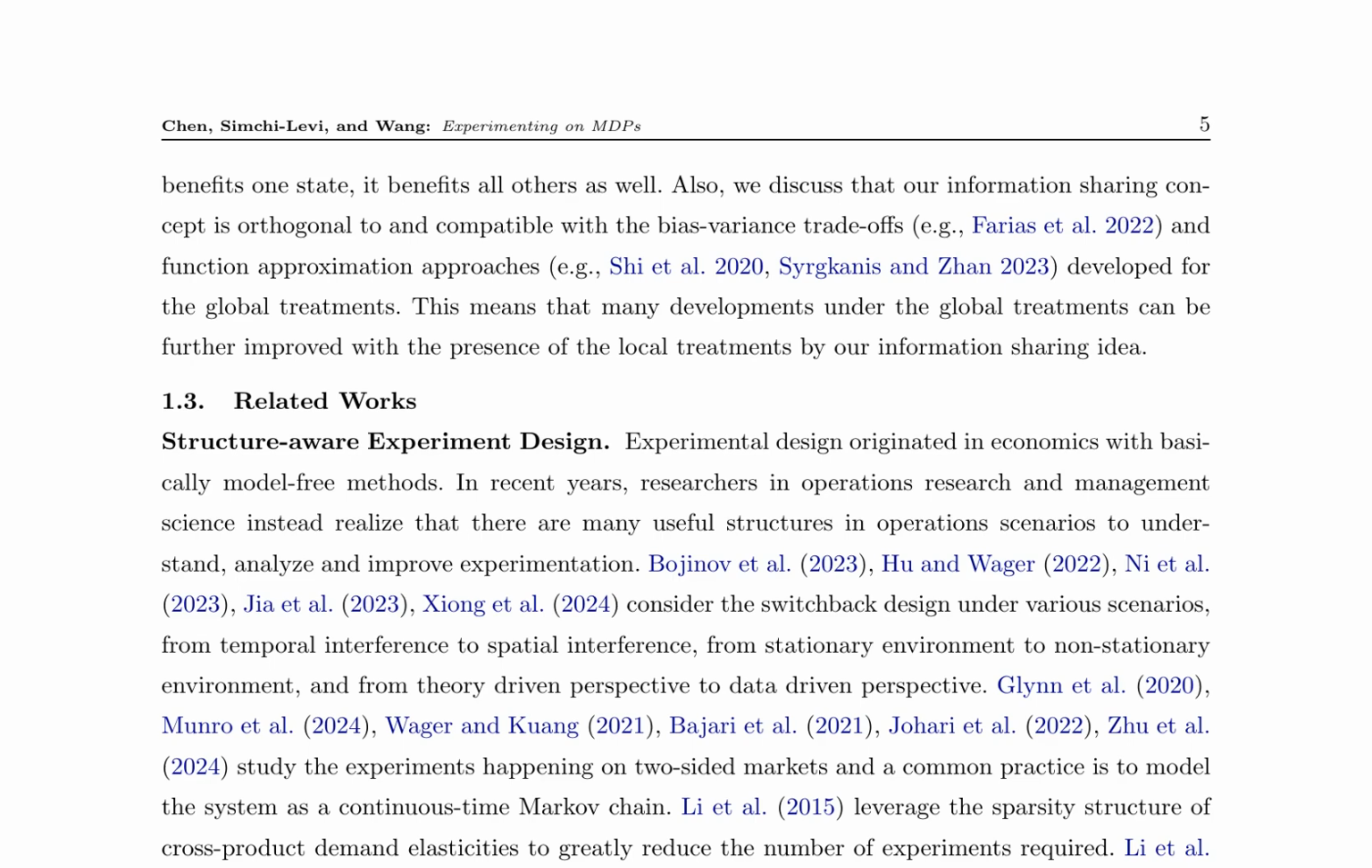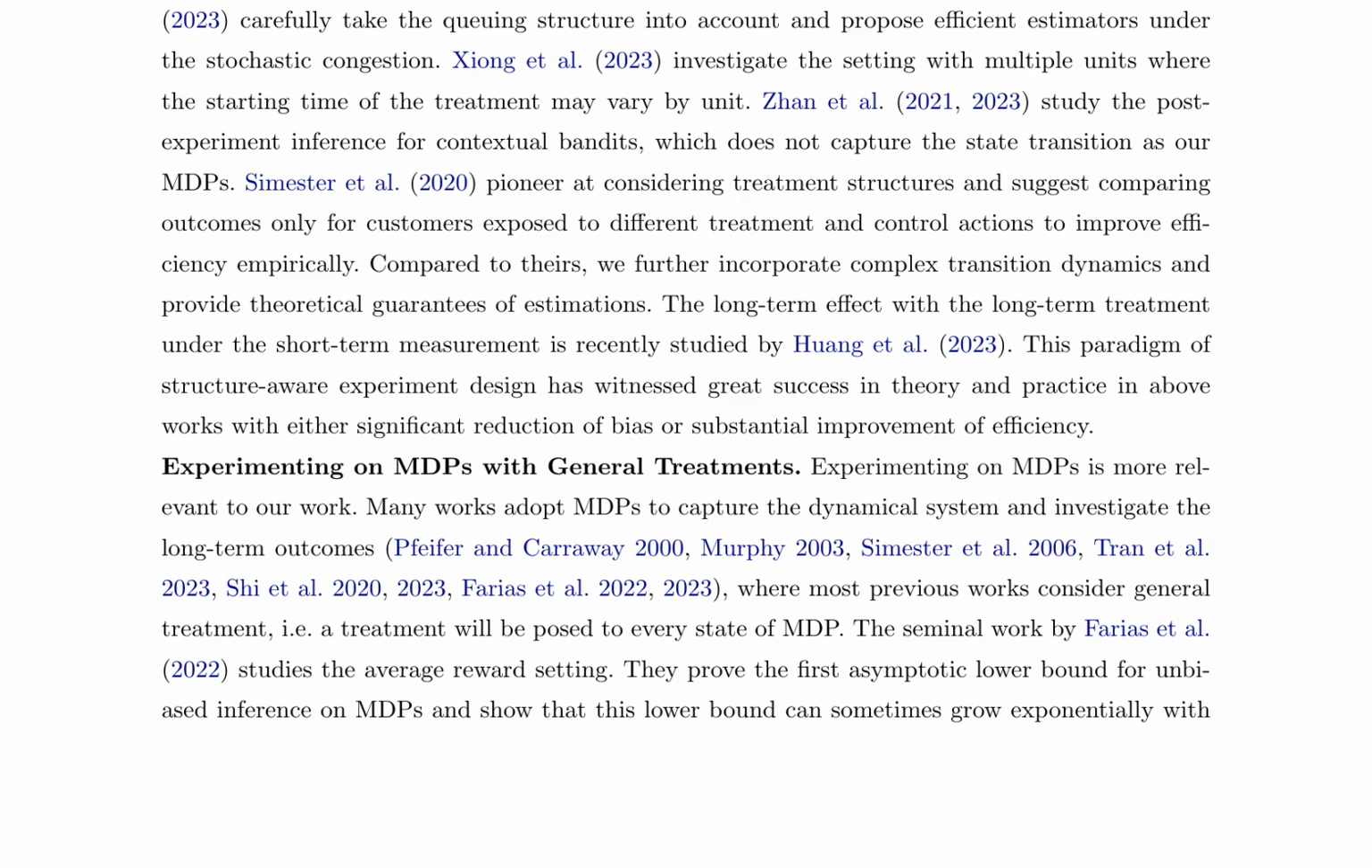the long-term cumulative rewards of treatment and control policies. The authors highlight the importance of information sharing between states, which can benefit all states and improve estimation efficiency. They review related works in structure-aware experiment design and experimenting on MDPs with general treatments, including the seminal work by Farias et al. 2022, on the average reward setting.